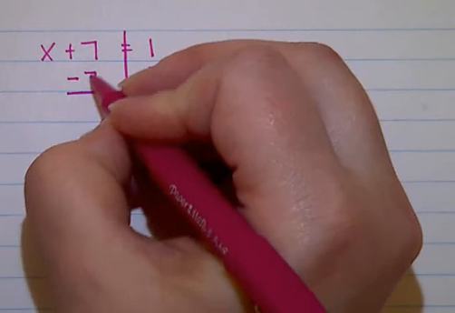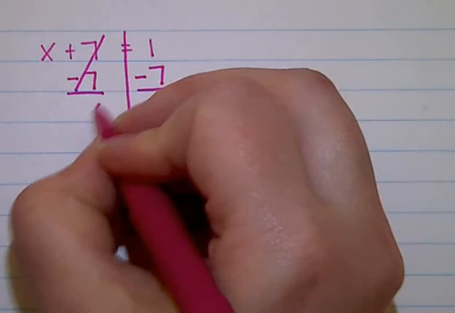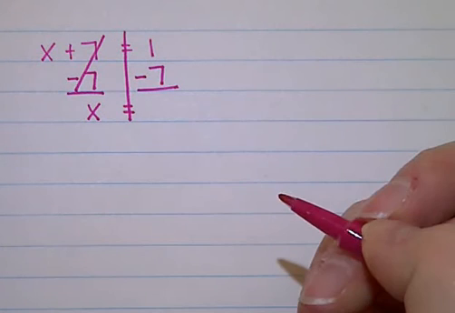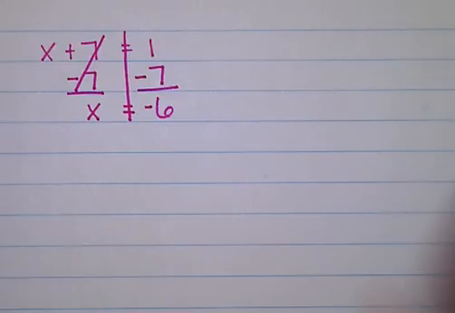Positive 7 plus a negative 7, those become a 0 and cancel out, leaving me with just an x on the left-hand side. 1 minus 7 is a negative 6. So we believe that x is a negative 6.